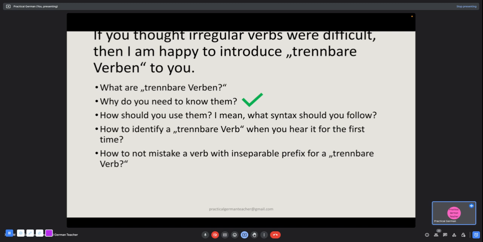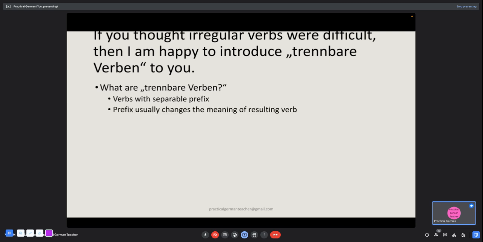How should you use them? We will learn that. So what are Trennbare Verben? They are verbs with a separable prefix. The prefix usually changes the meaning of the resulting verb. For example, machen means to make or to do. Aufmachen is to open. Zumachen is to close. Nachmachen is to imitate.